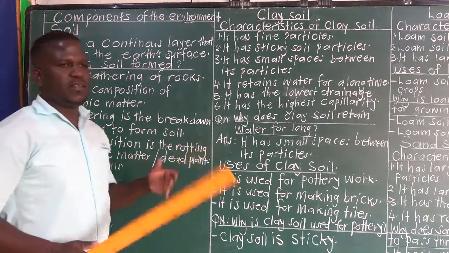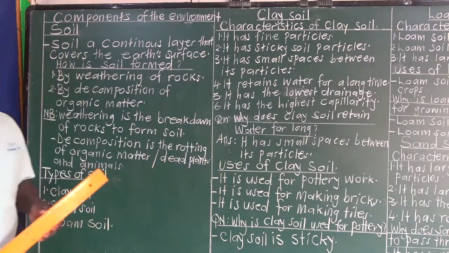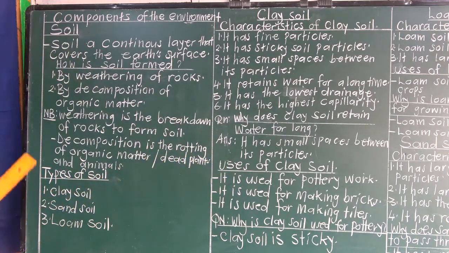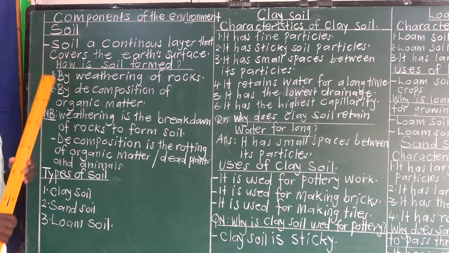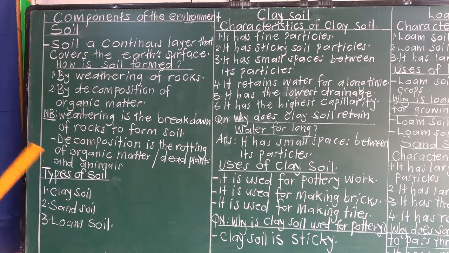What makes up the environment? So the environment is made up of very many components. So the component we are going to begin with is soil. Soil as a component of the environment.